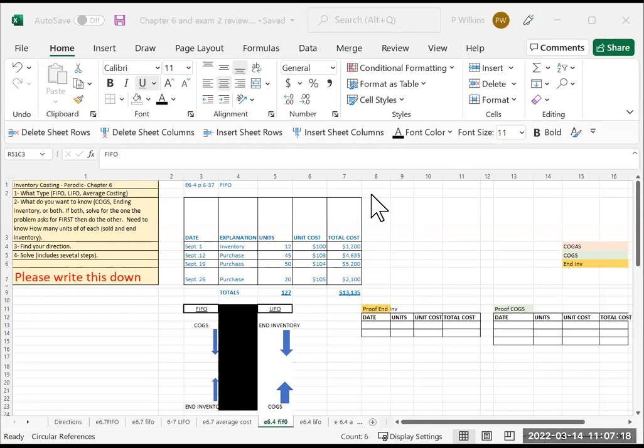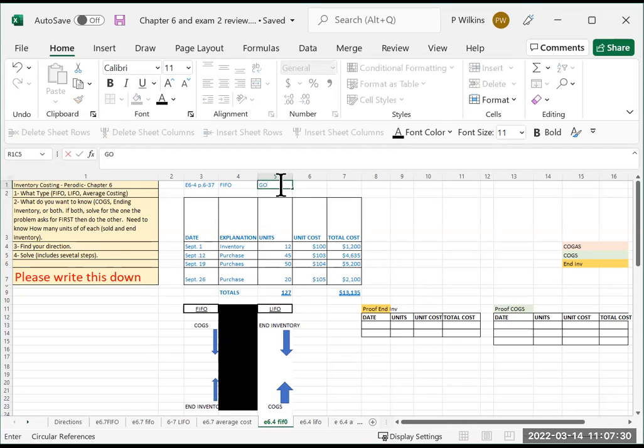Okay, so we are looking at exercise 6-4 on page 637. We are only doing FIFO, and I only asked you to do cost of goods sold, but I will figure out the ending inventory as well. But cost of goods sold using FIFO. Okay, so let's read the problem.